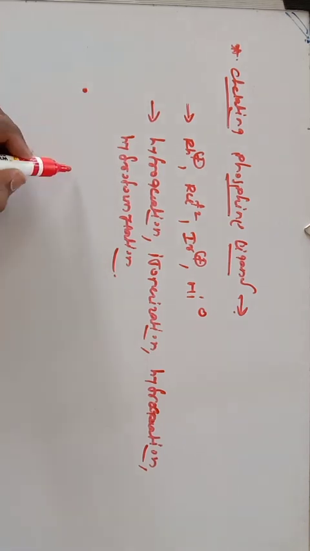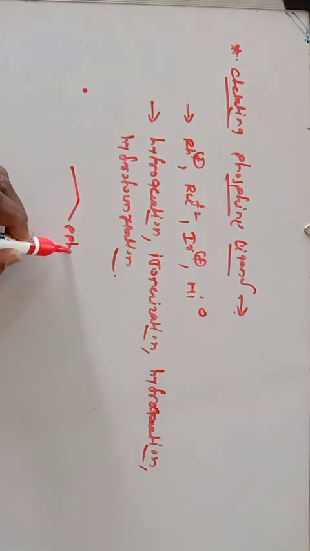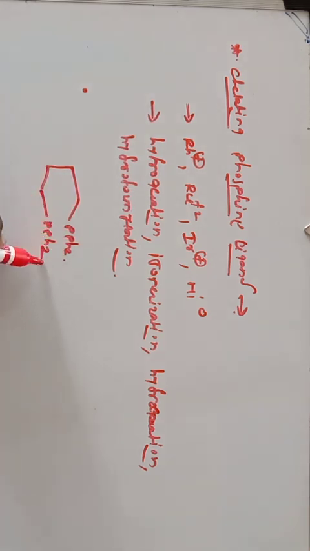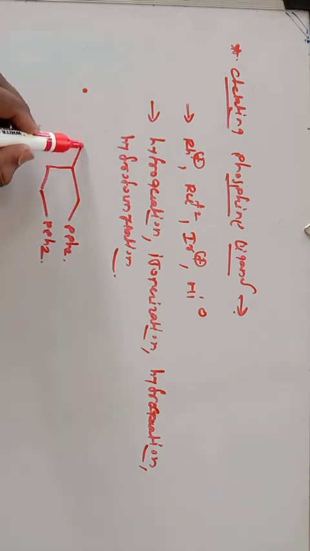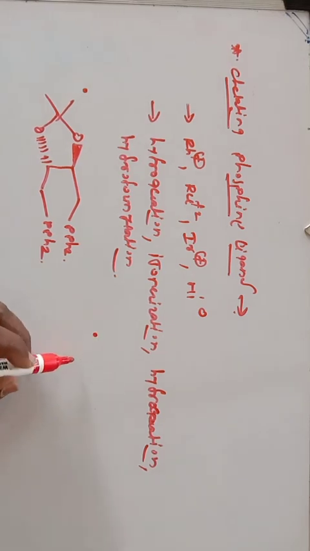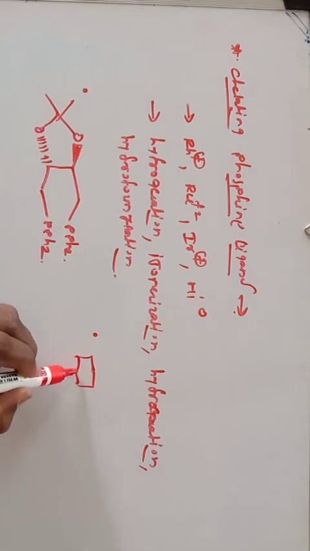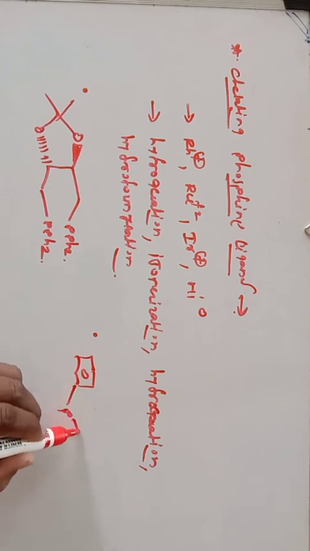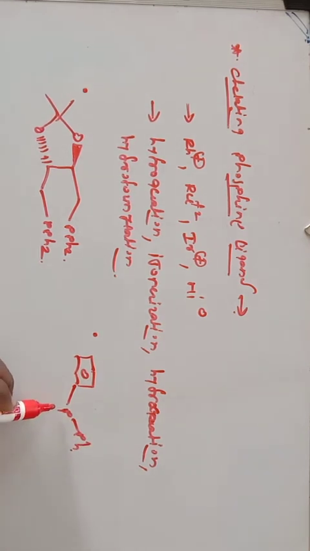The first one is PPh2. This is your PPh2. It is attached to this oxygen. So this is your first ligand. Again, one more is there. It is very important. If we see the structure of this complex, it is a chelated phosphine complex, which is attached to rhodium.